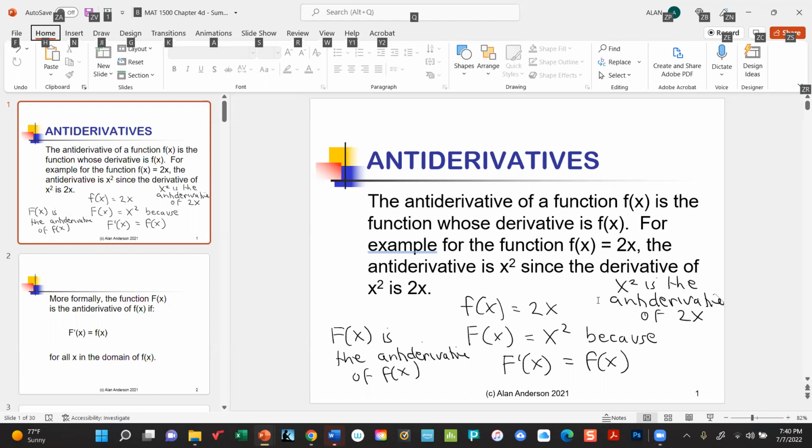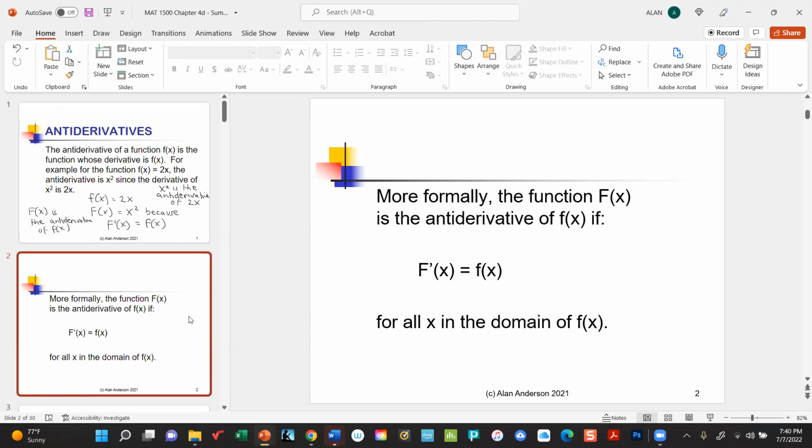Okay, so just in more general terms, by the way, once we start doing this, you'll see it isn't that bad. It sounds very strange and bizarre at first, like a lot of concepts in math. But once we have a little practice, you'll say, oh, this isn't so bad. So capital F of x is the antiderivative of lowercase f of x, as long as the derivative of F of x equals the original function f of x for all x in the domain of f of x.